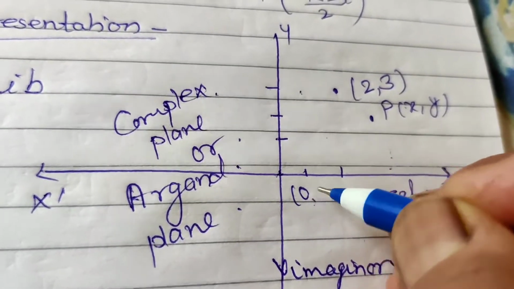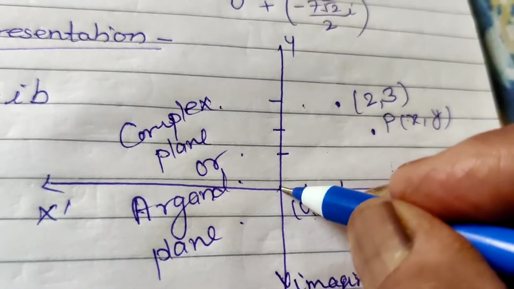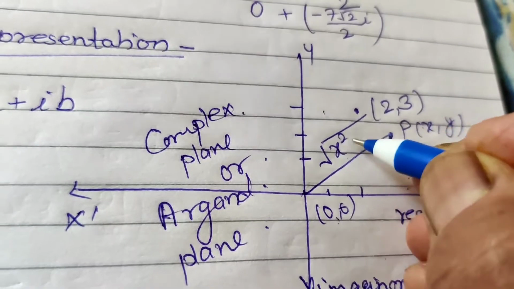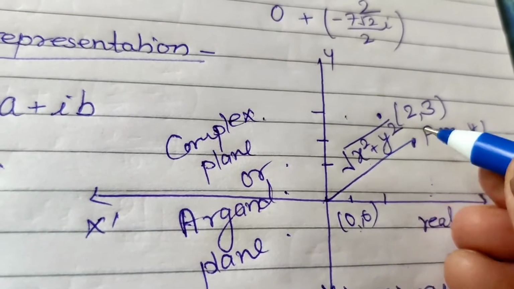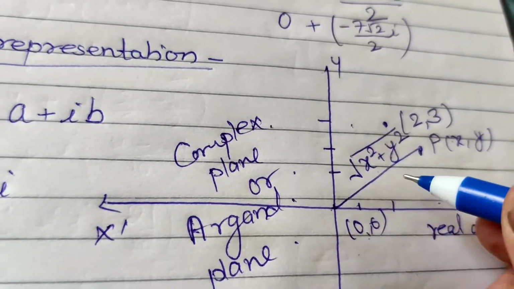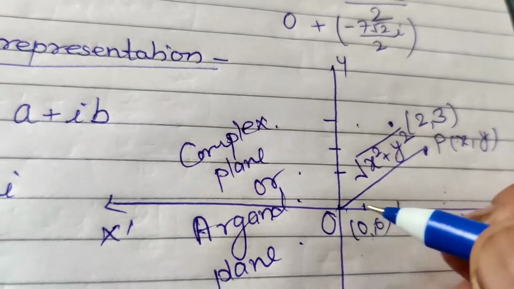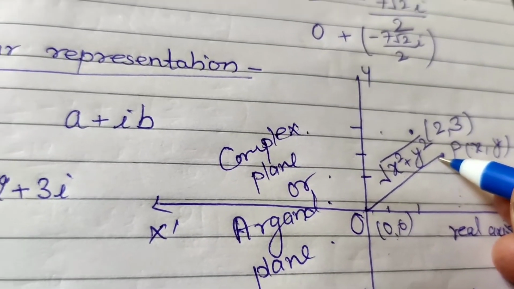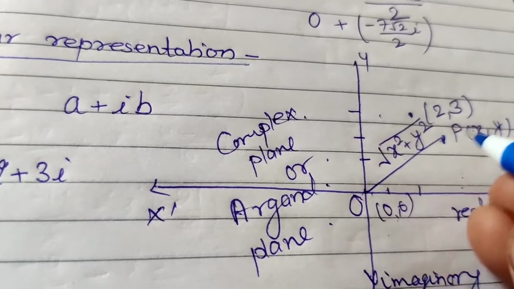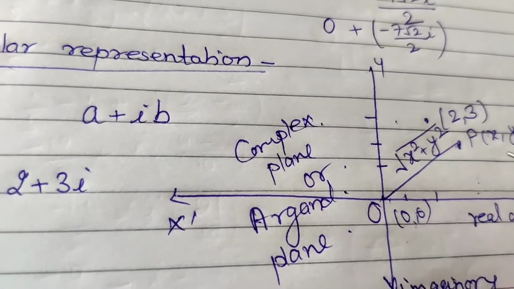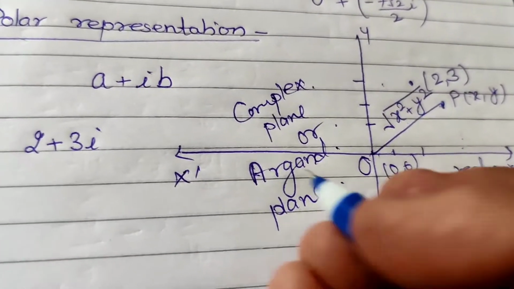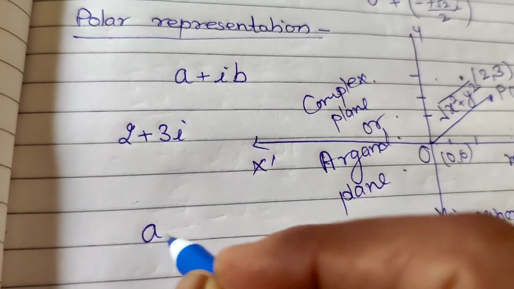Suppose a point P, the coordinates of this point P are x, y, and the origin is the coordinates 0, 0. The distance from the origin is √(x square plus y square). The distance between the point P and the origin O is equal to √(x square plus y square).